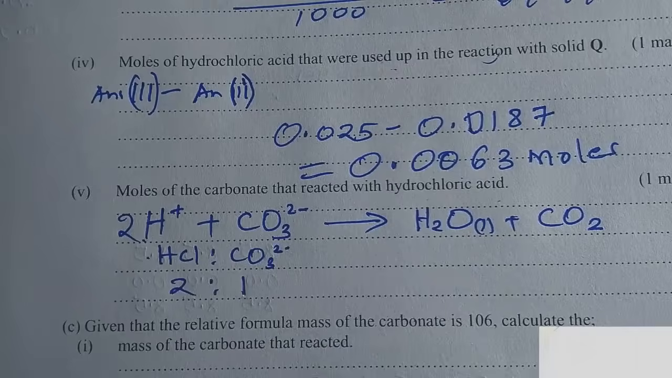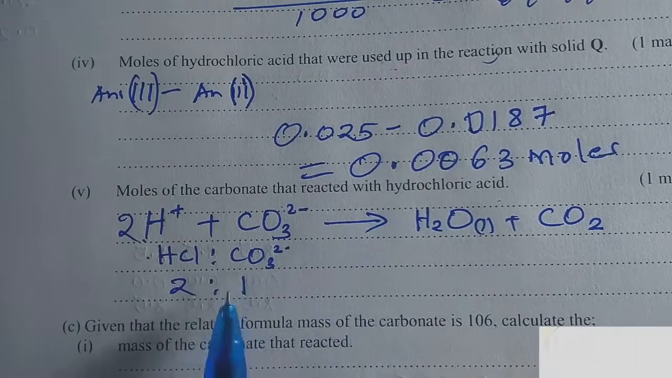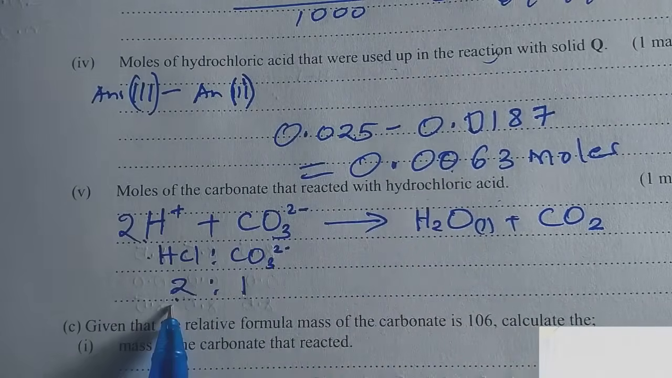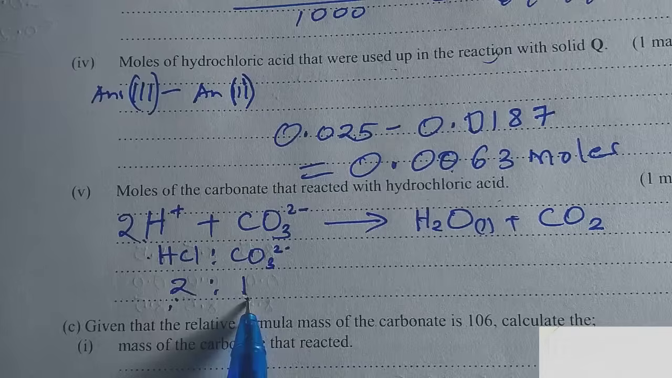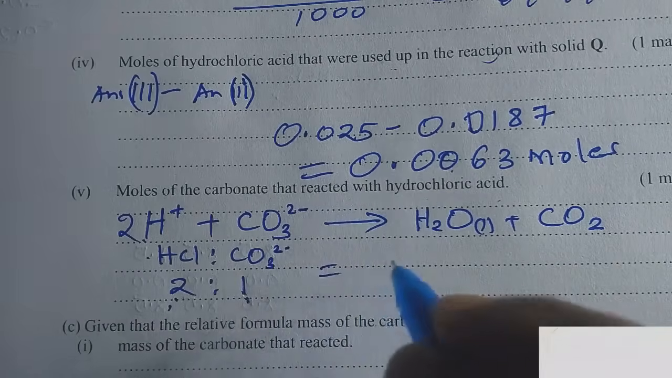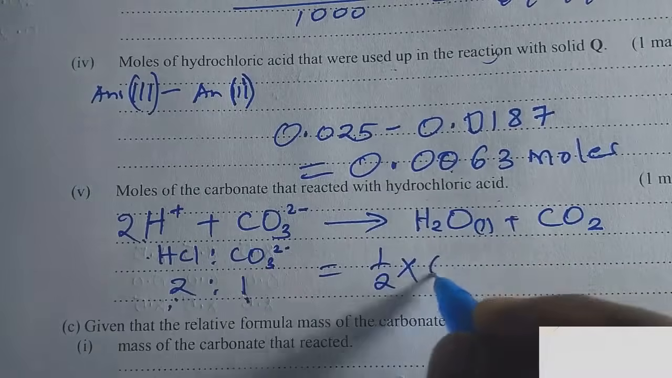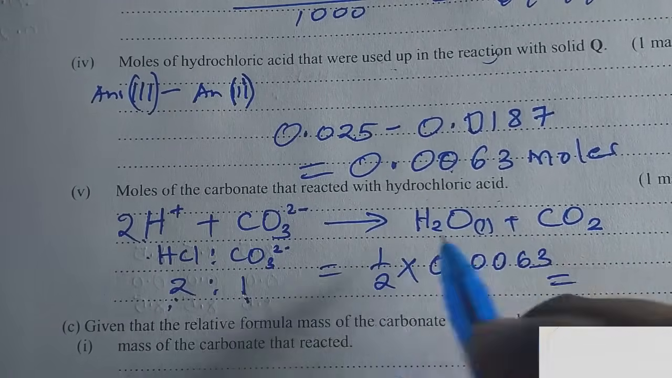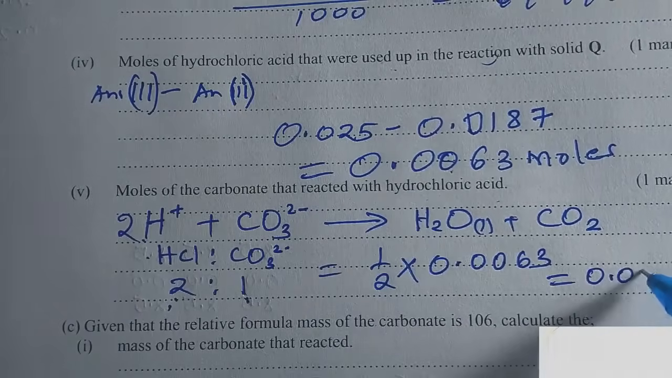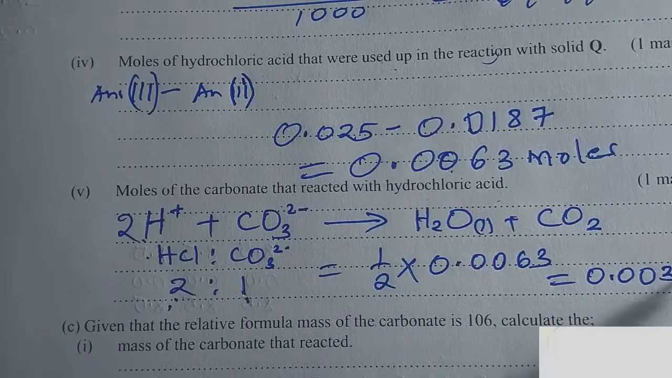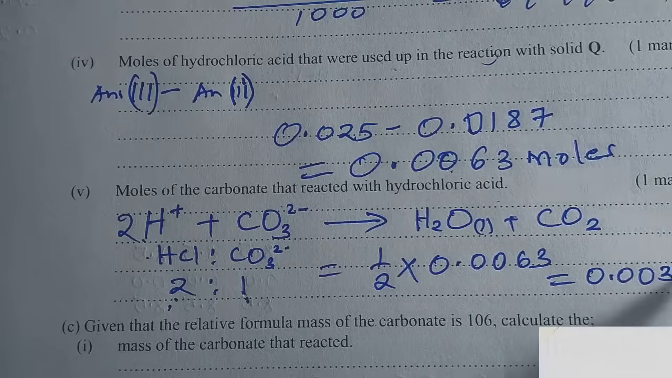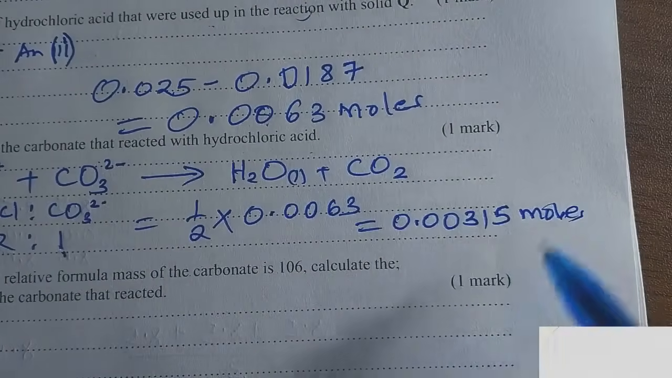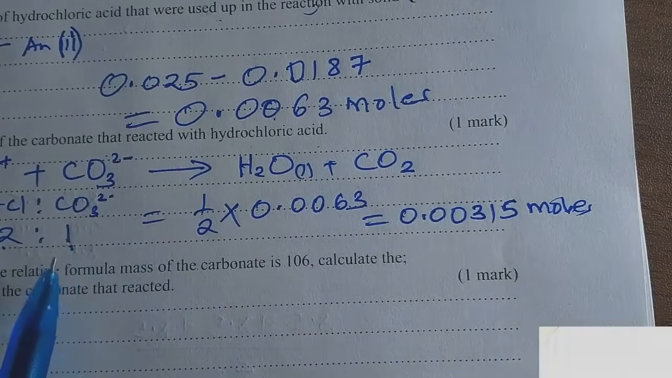Therefore, if the number of moles of the acid represents 2, what will be the number of moles of 1? It means it is going to be a half. So it is a half times 0.063. So the number of moles of the carbonate is 0.00315. This is the number of moles of the carbonate because it is a half of that of HCl.